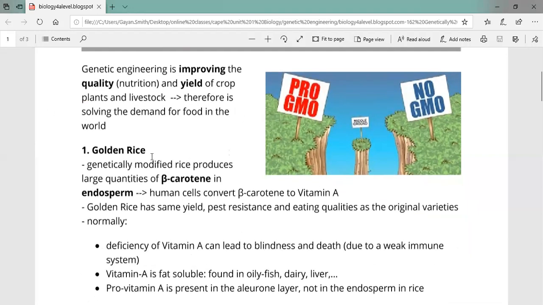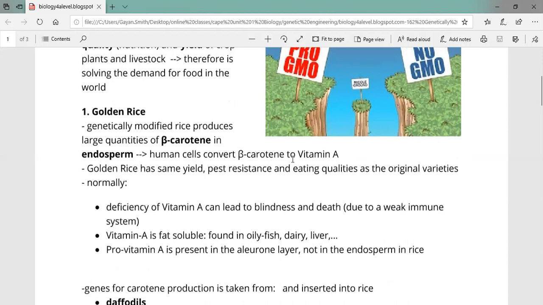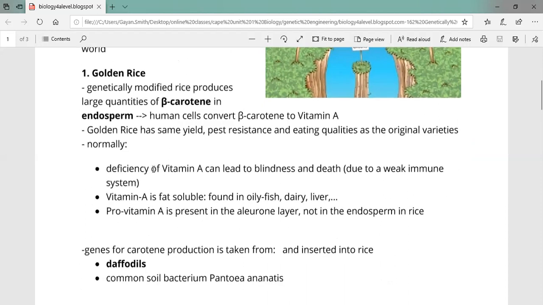For example, golden rice. They have been able to genetically modify rice so that it produces large quantities of beta carotene in the endosperm. Human cells can then convert the beta carotene into vitamin A. So it's called golden rice. It has the same yield, it is pest resistant, and it has the same eating qualities as the original varieties. But why are they engineering the rice so that it can have vitamin A? That's because in a lot of countries where there is vitamin A deficiency, it can lead to blindness. And vitamin A is fat soluble, found in fish, dairy, liver, etc.